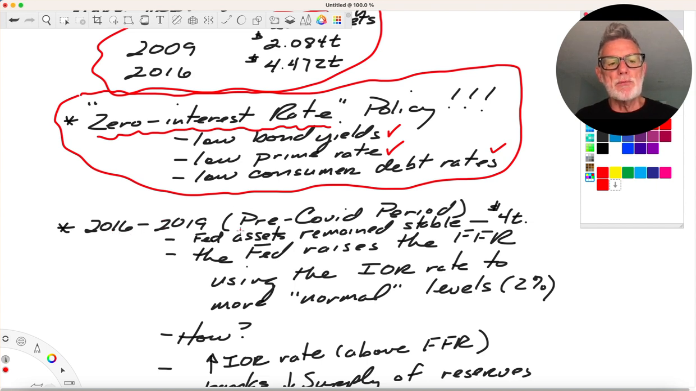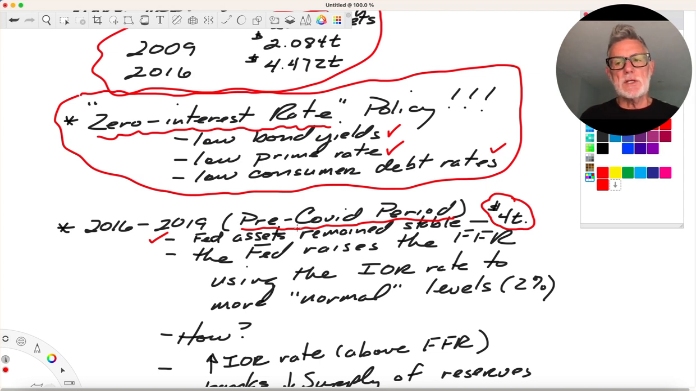And so the Fed decided that for this 2016-2019 period, again, we're pre-COVID. We haven't gotten to COVID yet, and we'll talk about that in a minute. But between 2016 and 2019, the Fed wants to raise the federal funds rate. Now it's very interesting. In 2016 to 2019, the Fed doesn't dramatically increase its balance sheet. It keeps its balance sheet constant at about $4 trillion. So it's not engaging in further expansionary monetary policy using open market operations.